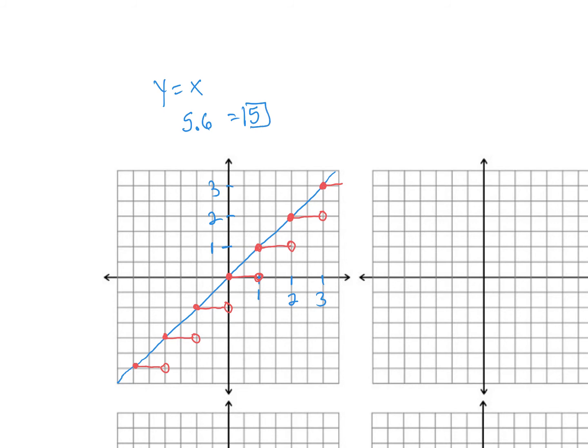Or let's say we have a negative number and we have negative 1.3. Well, negative 1.3 is somewhere here. So we don't want negative 1. We don't go up, we go down. And going down from negative 1.3 is negative 2. So you got to be careful when we are dealing with negatives in a step function, pulling out the values of a step function.